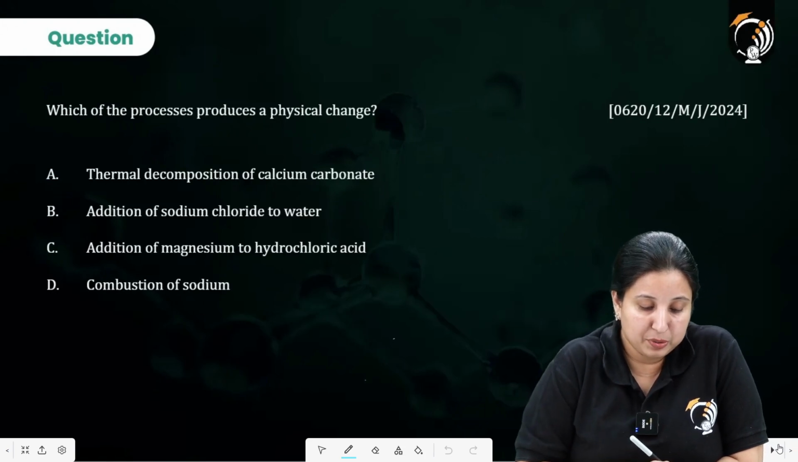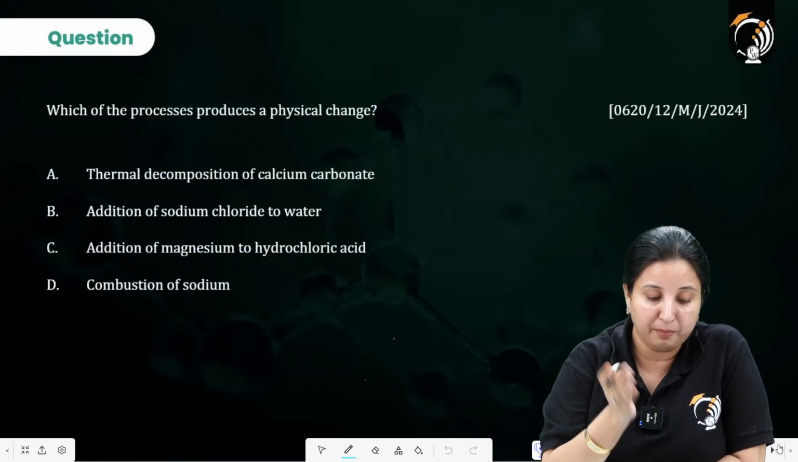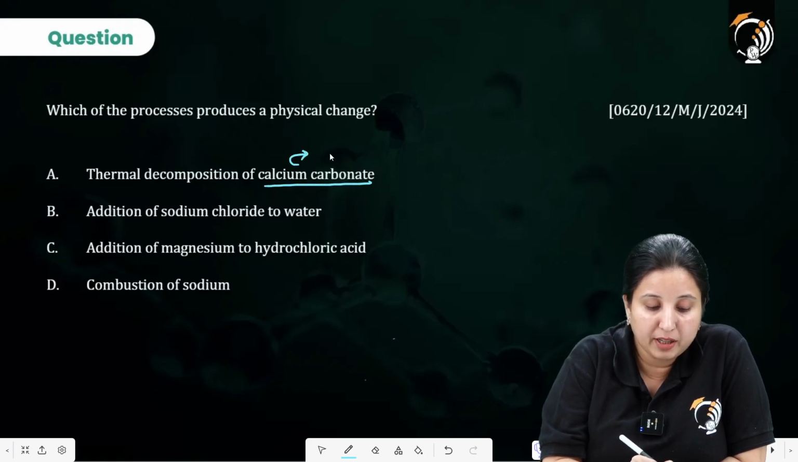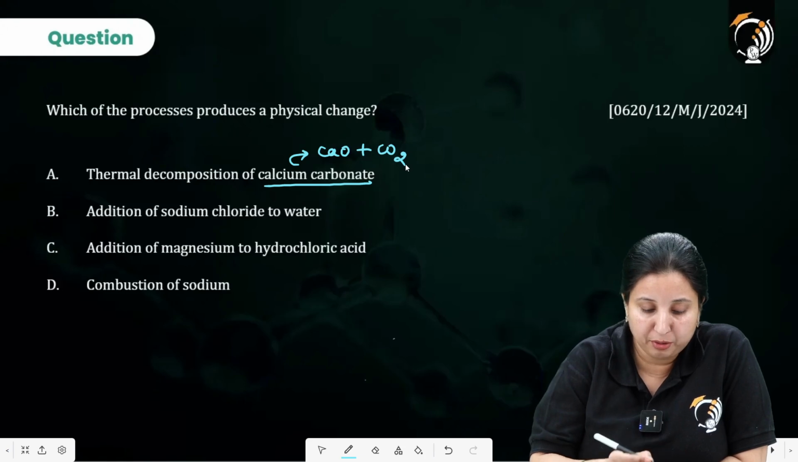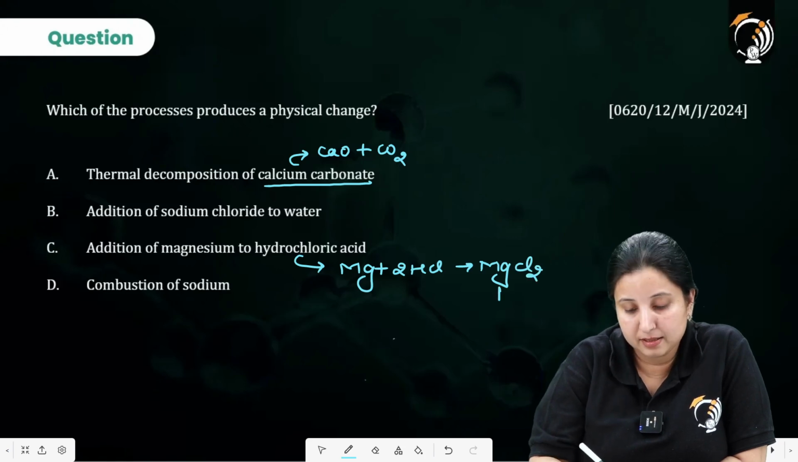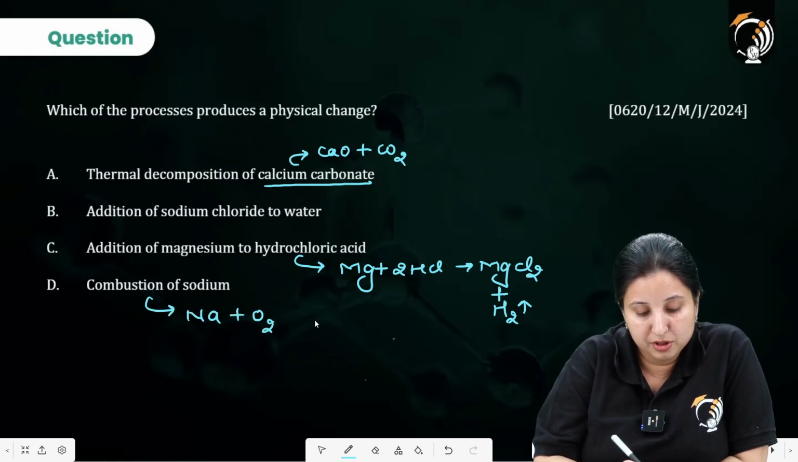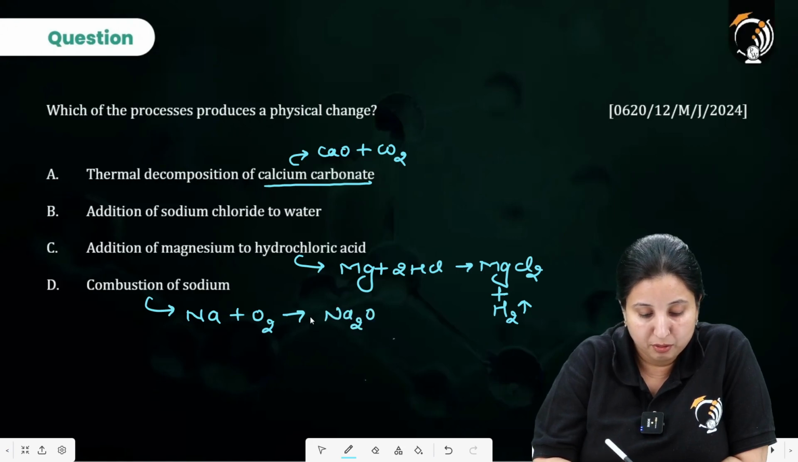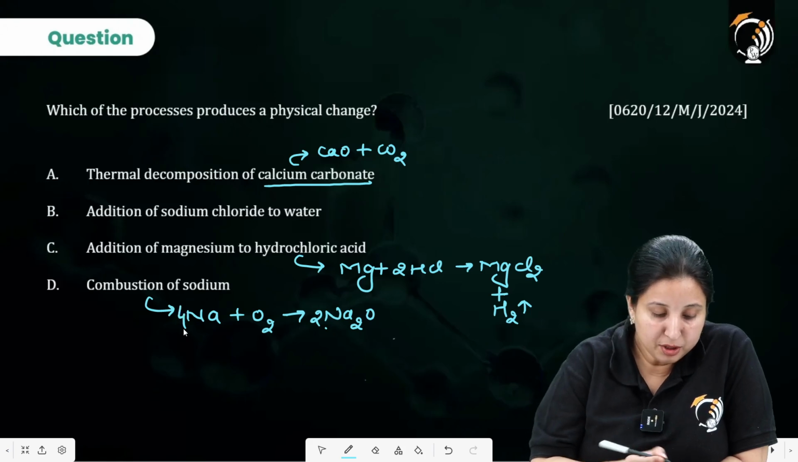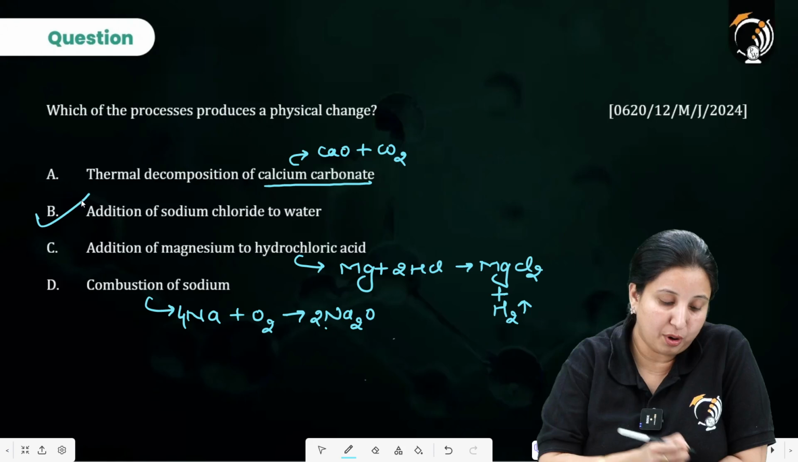Next, which of the process produces a physical change? Now physical change means that no bond formation, no bond breaking, no new compound. Decomposition of calcium carbonate give us the calcium oxide plus CO2. Okay. Addition of magnesium to hydrochloric acid means what? That the magnesium plus 2 HCl is going to give you the magnesium chloride plus H2 gas. Combustion of sodium means Na plus O2, which is going to give you Na2O. Okay. So now sodium chloride plus water to water. It means you're just dissolving NaCl in the water. So option B is going to be our answer.